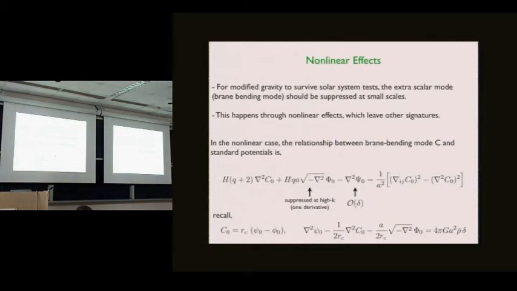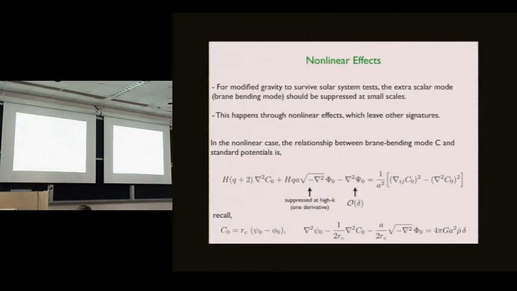Because nonlinear effects become important at high k, this term only has one derivative, so you can essentially forget about it. This term is the usual thing, the Laplacian of this potential, which as I said is essentially the Ricci scalar, which is of order delta for a density perturbation. And so this is a nonlinear equation. Once you put in nonlinearities, the right-hand side is the nonlinear term that describes how this brane bending mode, C, becomes nonlinear. This contribution becomes comparable to this one at some scale.